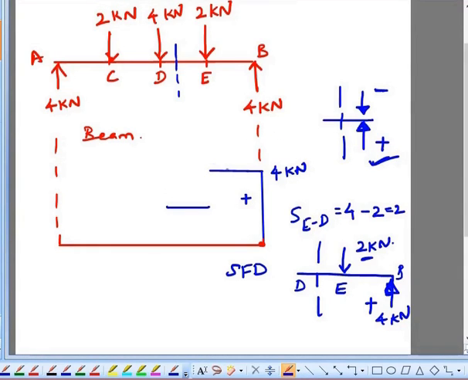Okay. So initially from B to E, I am having a shear force as a constant value of 4 kilonewton. At point E, I am having a downward force of 2 kilonewton. So the shear force decreases like this. And from E to D, the shear force remains constant at 2 kilonewton, positive value. So I am drawing above this red color horizontal line. And if you draw below this horizontal line, it will be taken as a negative one.